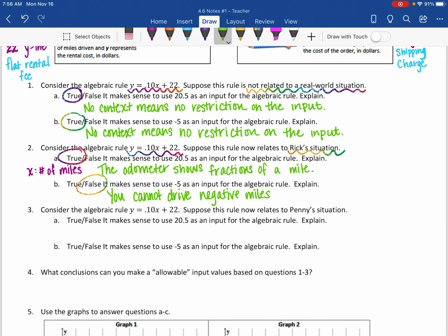Okay. And we're looking at the same rule again, but this time we're looking at Penny's situation. Let's just write down what our input means. For Penny's situation, it's the number of pencils. Okay, so let's talk about it. True, false, it makes sense to use 20.5 as an input for the rule. Can I purchase 20.5 pencils? Does that make sense? No. You cannot buy a fraction of a pencil. You can't buy half of a pencil.